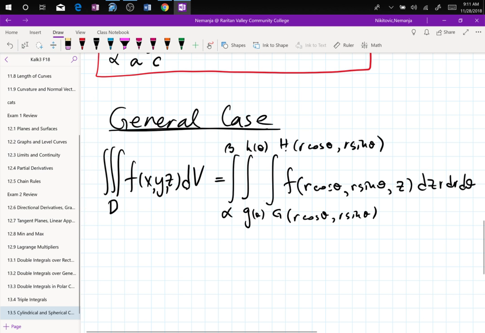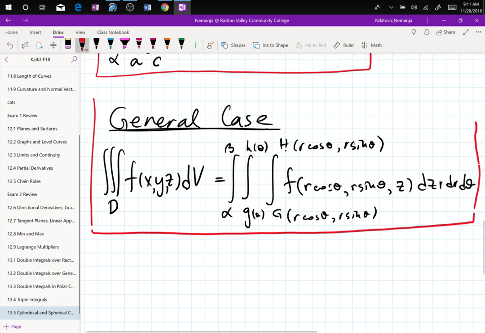This pen is cutting out so much now. It's getting really annoying.